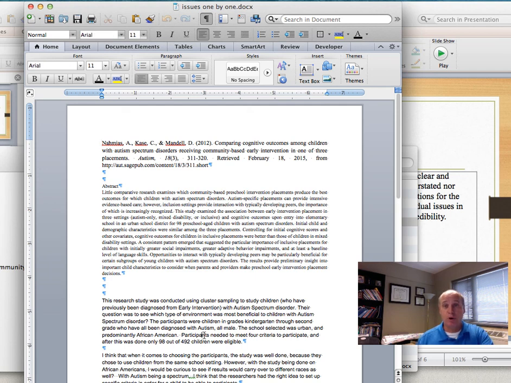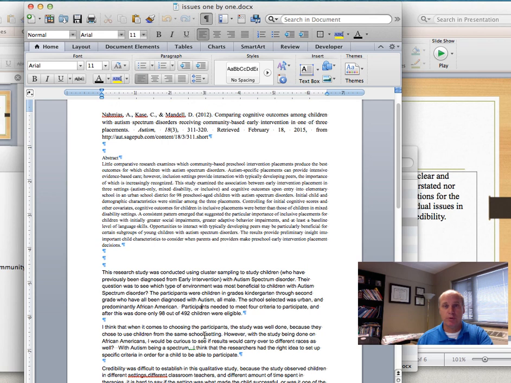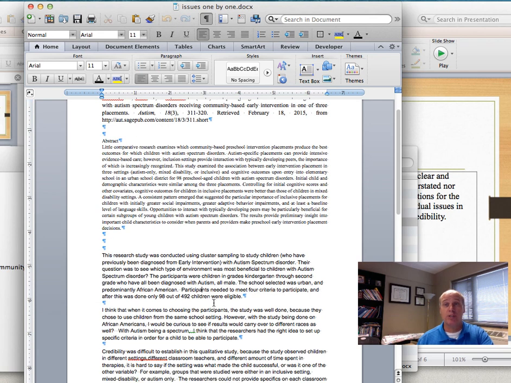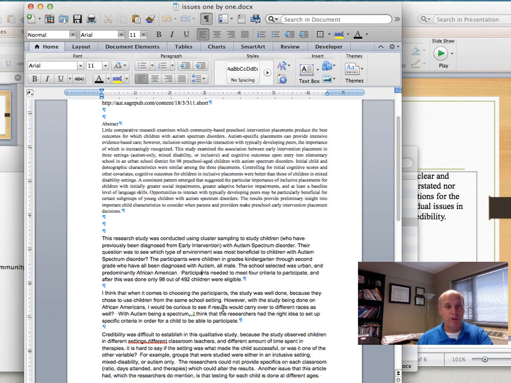So here is the issue one by one example. And if you were to open this up and read it, and I don't want to take time to go through it, you'll see that each paragraph addresses a different issue. And you can't tell by reading it whether one issue is more important than the other, and there are no transitional sentences between the paragraphs. So this is an example of issues one by one.